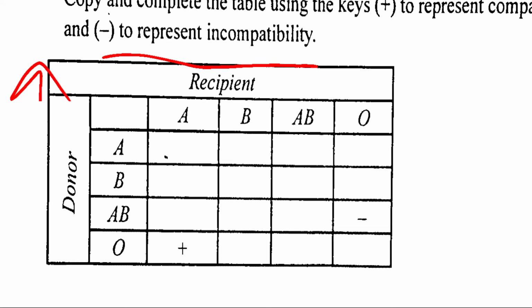O can give blood to somebody who has blood type A. Similarly, O can give blood to somebody who has blood type B. Like we said, O has anti-A and anti-B antibodies but has no antigen, so this is possible. O can similarly give blood to somebody who has blood type AB. And lastly, O can give blood to somebody who has blood type O. I'm going to make a few points before I conclude this tutorial.